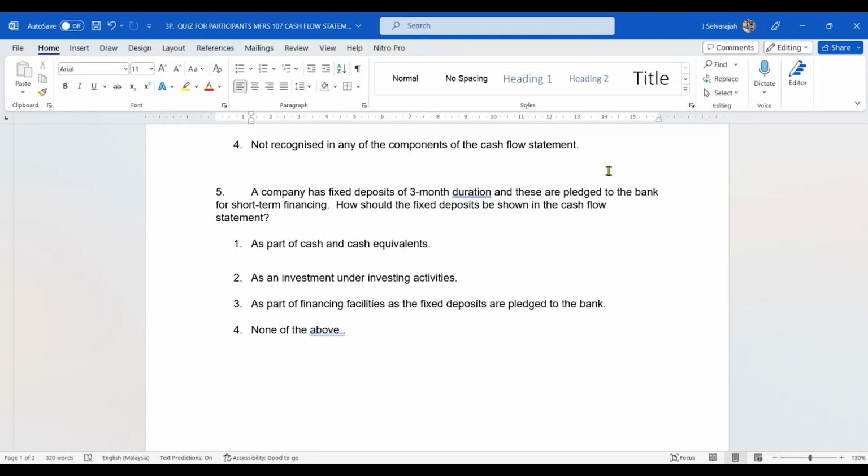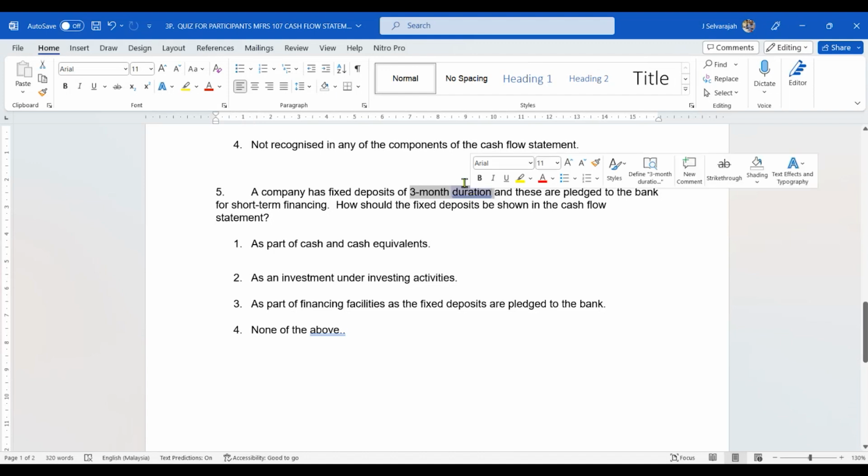Okay, I will answer them. I think in this one, a lot of you got it not so correct. You see, the key word here is this. These are 3-month duration, yes, but they are pledged to the bank for short-term financing. Short-term is not 3 months financing. Short-term means 1 year or 2 years. Long-term loan is normally a few years.